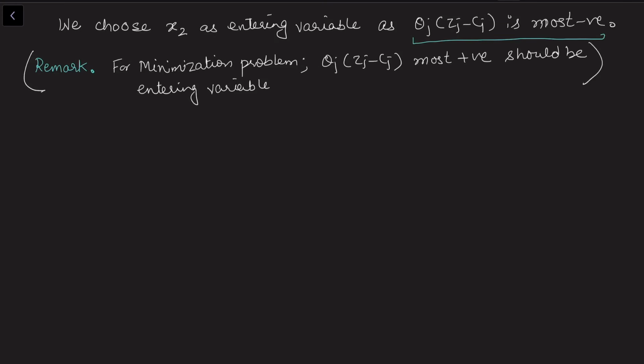And here we can now understand that if the problem was a minimization problem, in this case we have to enter the variable where theta j into zj minus cj is most positive. In fact, we used to choose the entering variable by zj minus cj, which is most positive. But in case we have a tie, just consider the multiplication of theta j into zj minus cj. In case both have the same value, again we are going to make an arbitrary choice. So that is how we can break the tie in the entering variable.